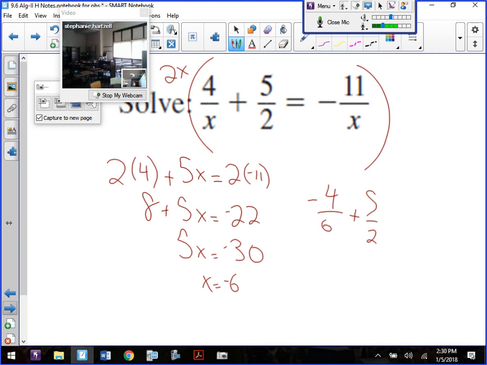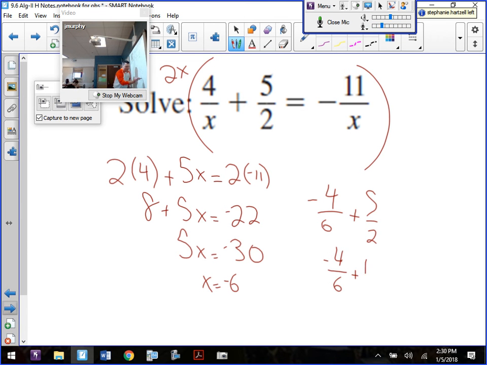So what do you multiply the same? If I know that I'm going to have a common denominator of 6, what do I have to multiply the second fraction by? So you get negative 4 over 6, plus 15 over 6, which happens to be 11 over 6. Because our value of x was negative 6, and it works. We did the math.